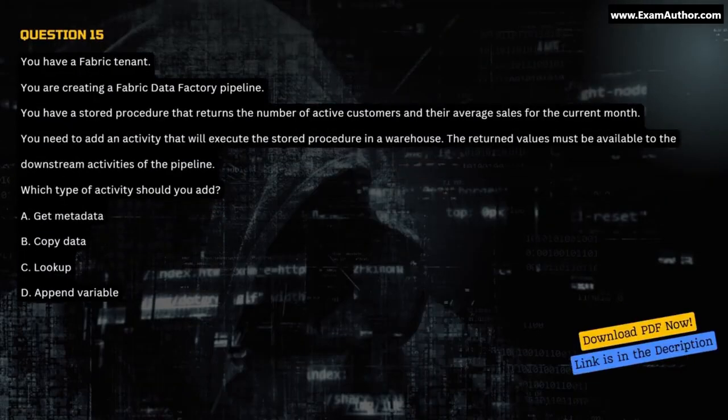Question 15. You have a Fabric tenant. You are creating a Fabric Data Factory pipeline. You have a stored procedure that returns the number of active customers and their average sales for the current month. You need to add an activity that will execute the stored procedure in a warehouse. The returned values must be available to the downstream activities of the pipeline. Which type of activity should you add? A. Get metadata. B. Copy data. C. Lookup. D. Append variable. Correct answer, C. Lookup.